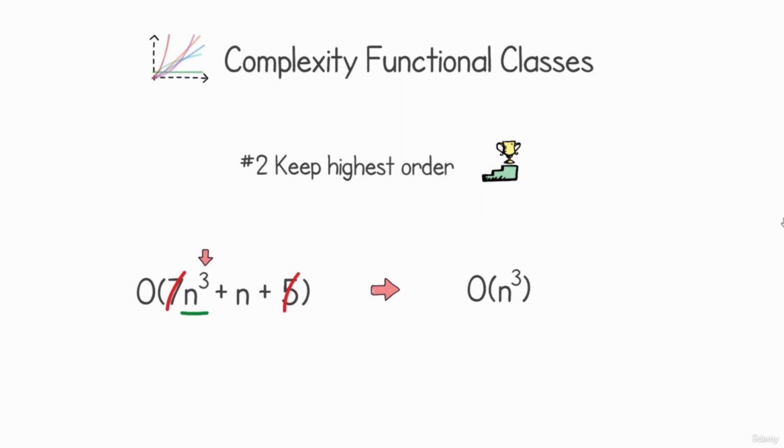Again, it's the same reason why we take the highest order. As we approach infinity, as we approach a very big number of n, only the highest order will make a difference. N to the power of 3 is massively bigger than n to the power of 1 as we are approaching infinity. So we can drop everything else because it will hardly make any difference.